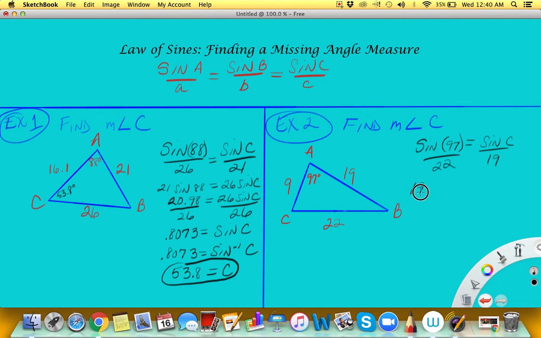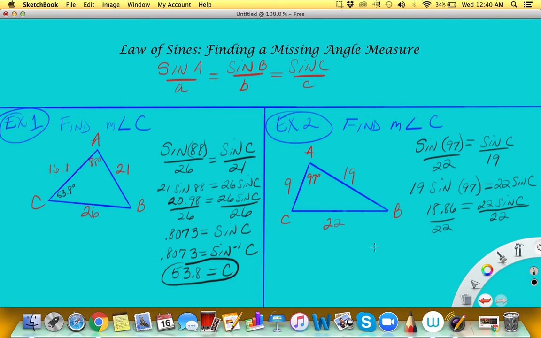I'm going to cross multiply once again. Remember, cross multiplying means multiplying diagonally. So we have 19 sine of 97 is equal to 22 sine of C. When I do the multiplication here, I have 18.86 is equal to 22 sine C, and C is still an angle measure. So we want to divide both sides by 22 so that we can get the sine of C by itself.